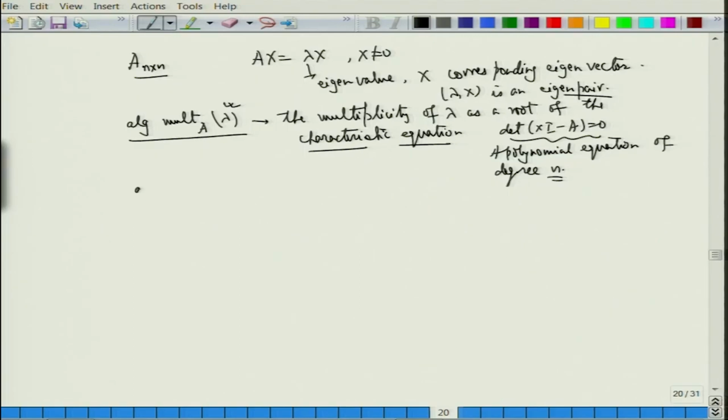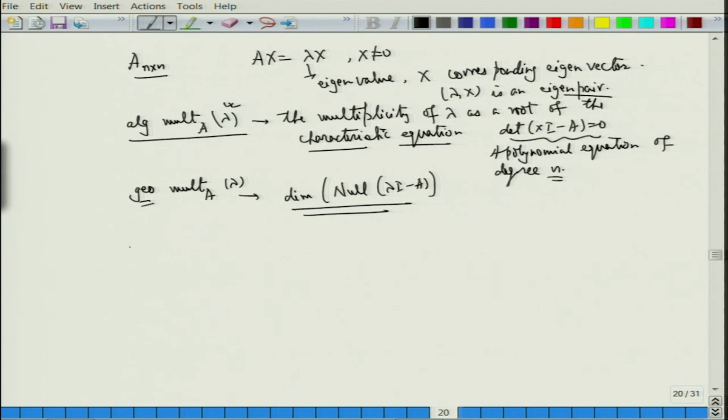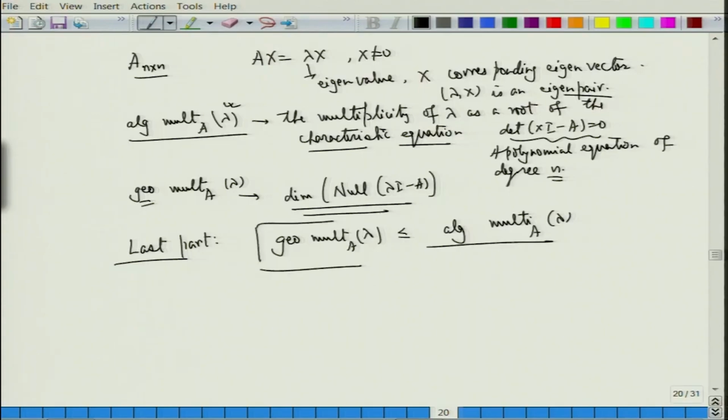So now we had the notion of what is called the geometric multiplicity of lambda as an eigenvalue of A. So geometric means some space has to come. So this was nothing but the dimension of the null space of lambda I minus A. That was the dimension, all right. And the last thing that we showed yesterday was that the geometric multiplicity of lambda as an eigenvalue is always less than or equal to the algebraic multiplicity of lambda, fine. This is what we showed, that was the last thing we showed.